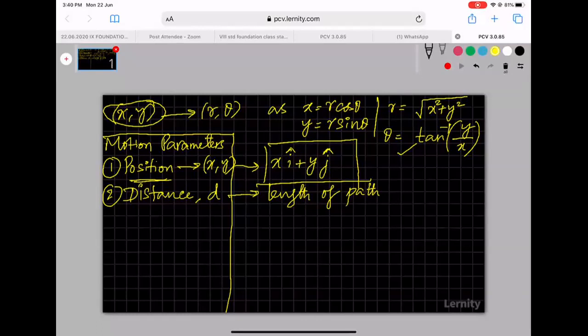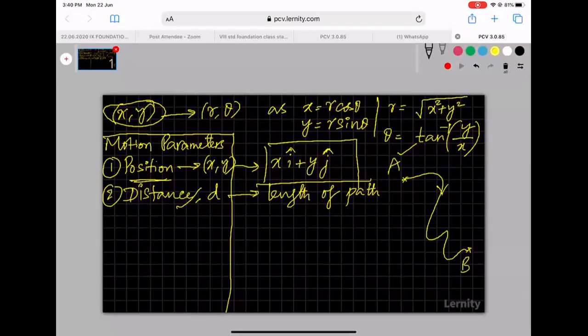Between these quantities, it's very confusing what it means. Now distance means length of the path, meaning if an object starts from A and goes to B, without knowing what path the object took to go from A to B, there is no way in which we can calculate or measure the distance traveled by the object. If you know the path, if this is the path taken by the object to go from A to B, then you may have to measure the length of the path.